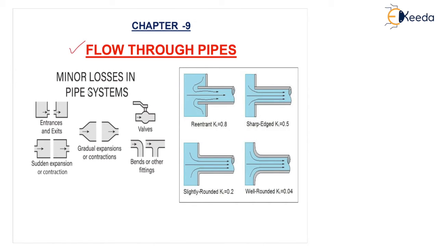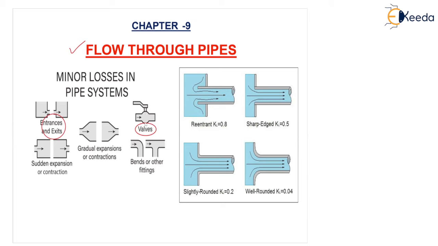We will be talking here about the losses in pipe, that is your major loss and minor losses. As an introductory page, look at some of the minor losses in piping system. Entrance and exit. Whenever the water is flowing through any conduit, at the entrance and at the exit there are losses known as entry loss and exit loss.